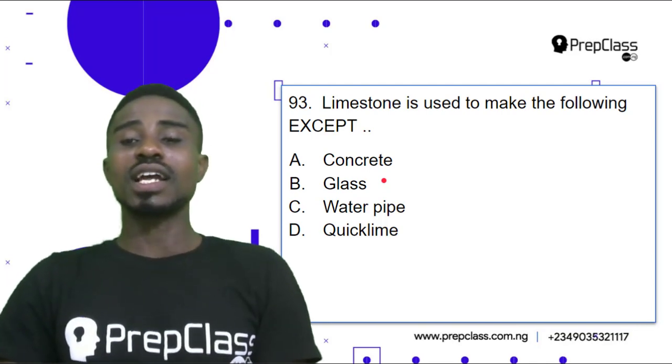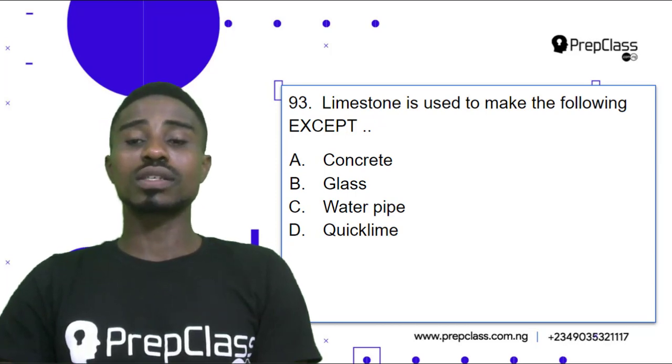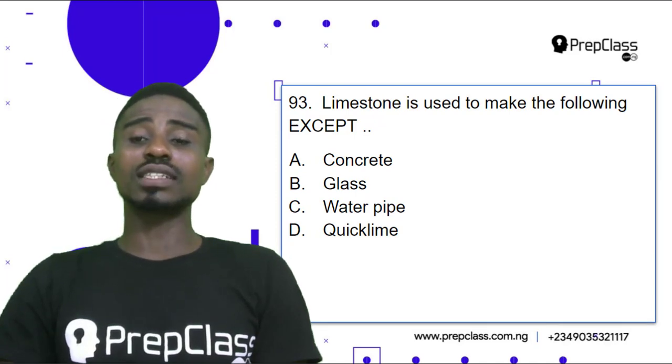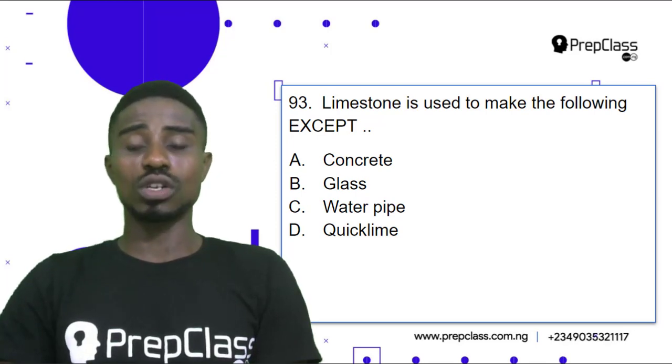Question 93, limestone is used to make the following except A, concrete, B, glass, C, water pipe, D, quicklime. For us to carefully select the correct answer, we need to understand the question, then analyze all of the options and see which one best answers our question.